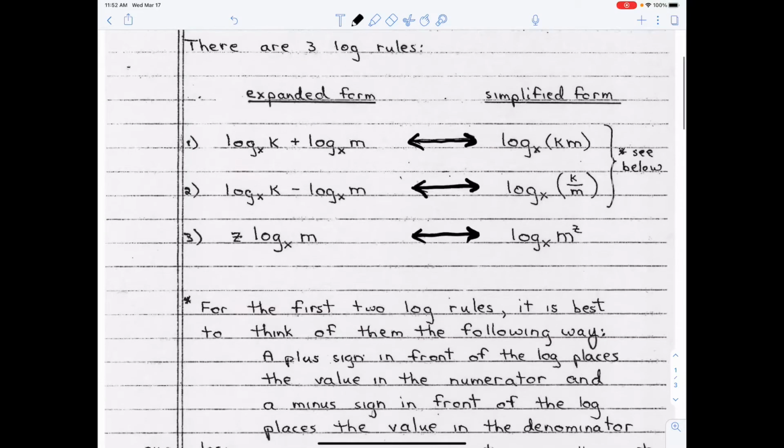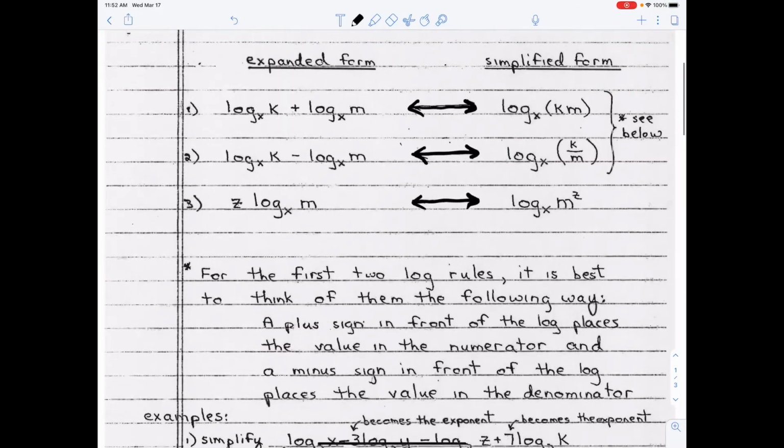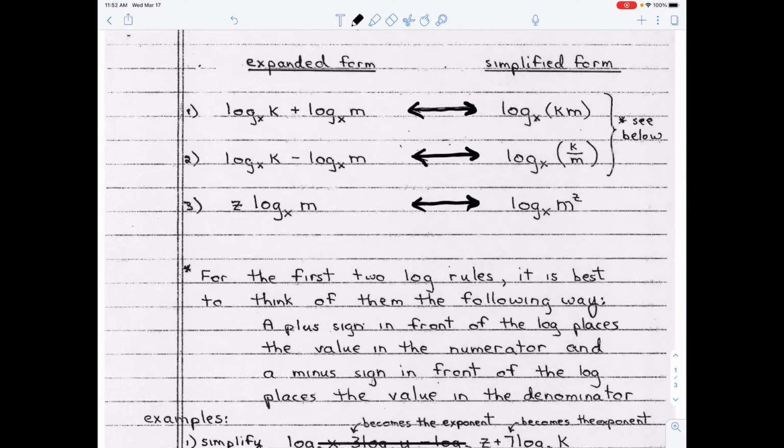Okay, here's the basic log rules. And I'm going to state what they are, and then I'm going to say the way you should really think of them. Okay, if you add logs, so number one, if you add the logs, you multiply the numbers. Okay? By the way, notice in the simplified form, there's only one word log. There's not two words log anywhere. Okay? The second rule says if you subtract the logs, you divide the numbers. Okay, those are the rules.